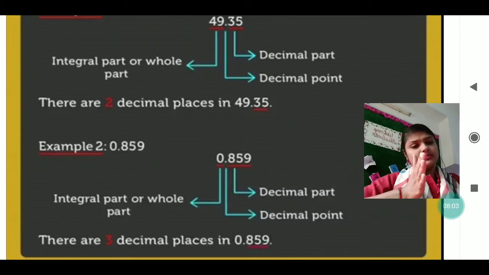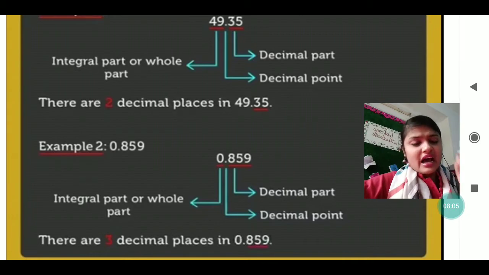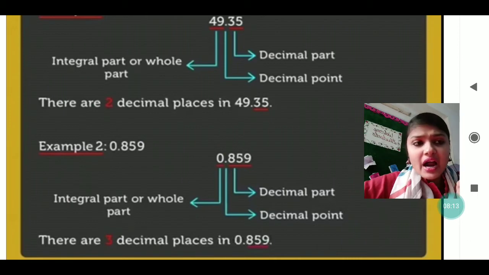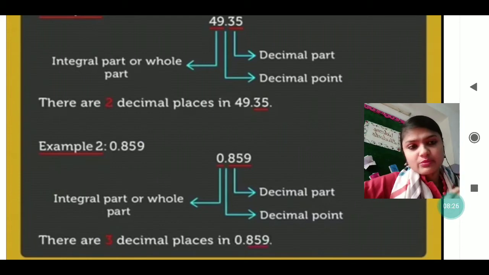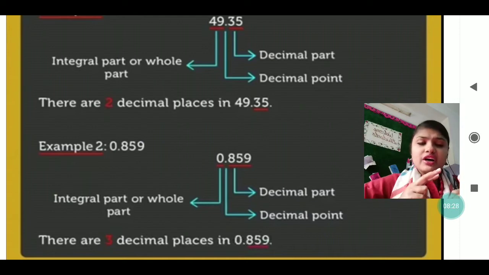Means the numbers present after the decimal, after the dot, after the point, are called the decimal part. Whereas before that it is called the integral part or whole number. You can see in the first one there are 2 decimal places. In the second one there are 3 decimal places. Why? Because in the first one after the decimal 2 numbers are present, whereas in the second one after the decimal 3 numbers are present. Okay.